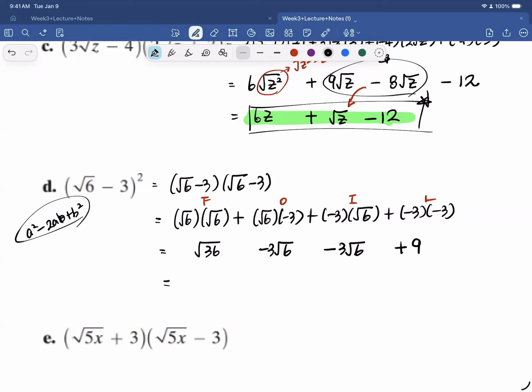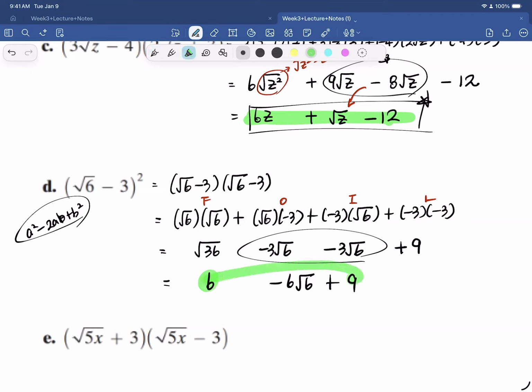Square root of 36 is just 6. And then this one is the like terms, minus 6 square root of 6 plus 9. But we have another like terms, 6 and 9, which is 15. So 15 minus 6 square root of 6. That's the final answer. Right?